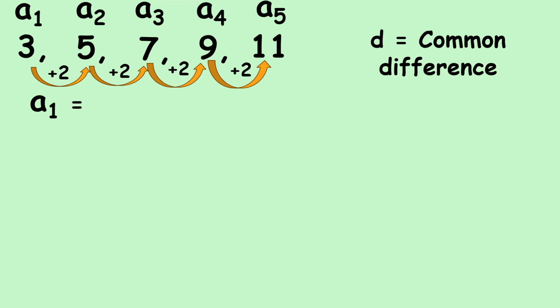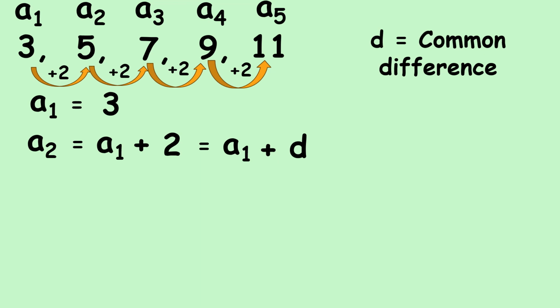Now, remember we said A1 is the first term, and A2 we obtain by adding the common difference, which is 2. So our A2 is simply A1 plus 2, which can also be written as A1 plus D, because 2 is the common difference and it is denoted by D.